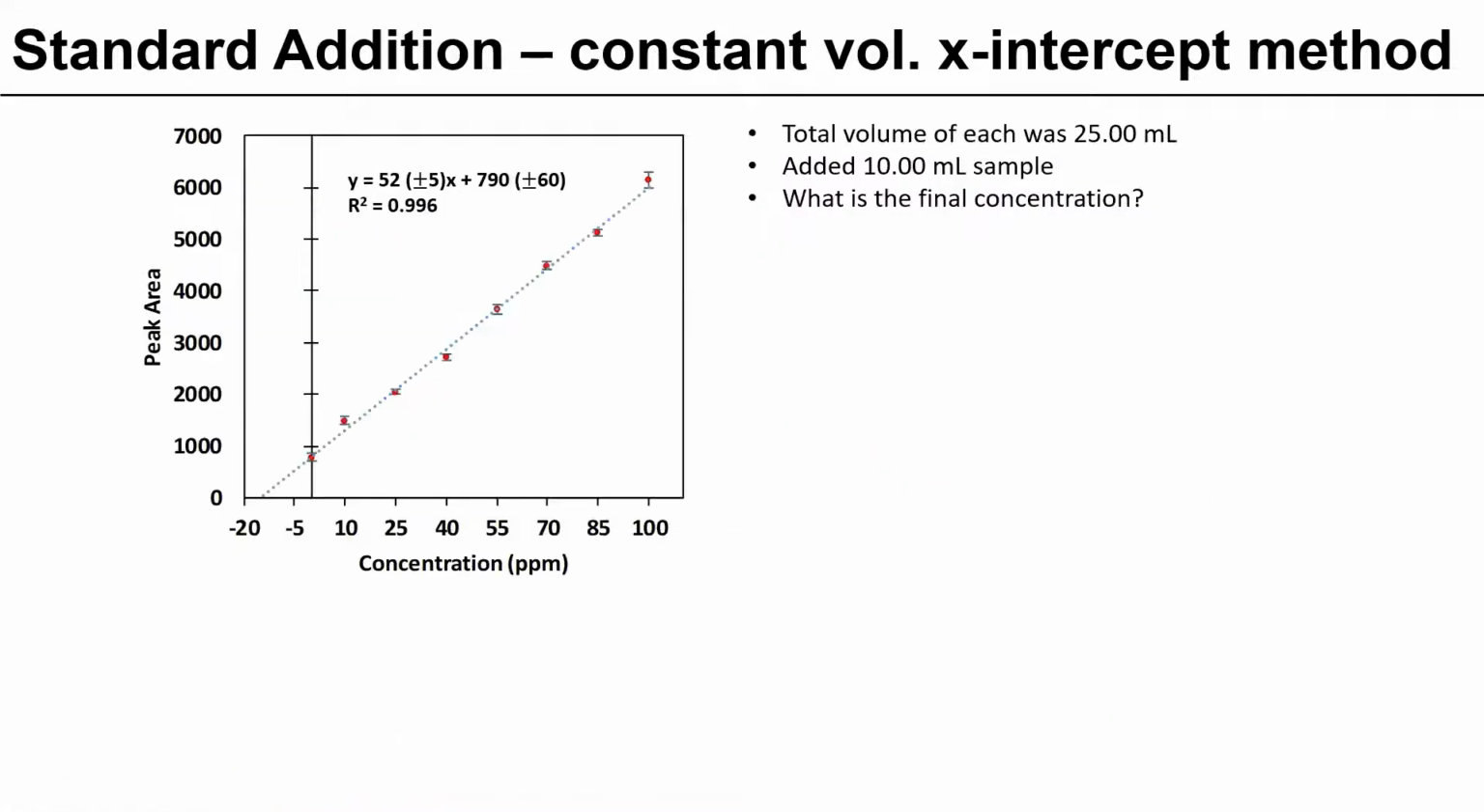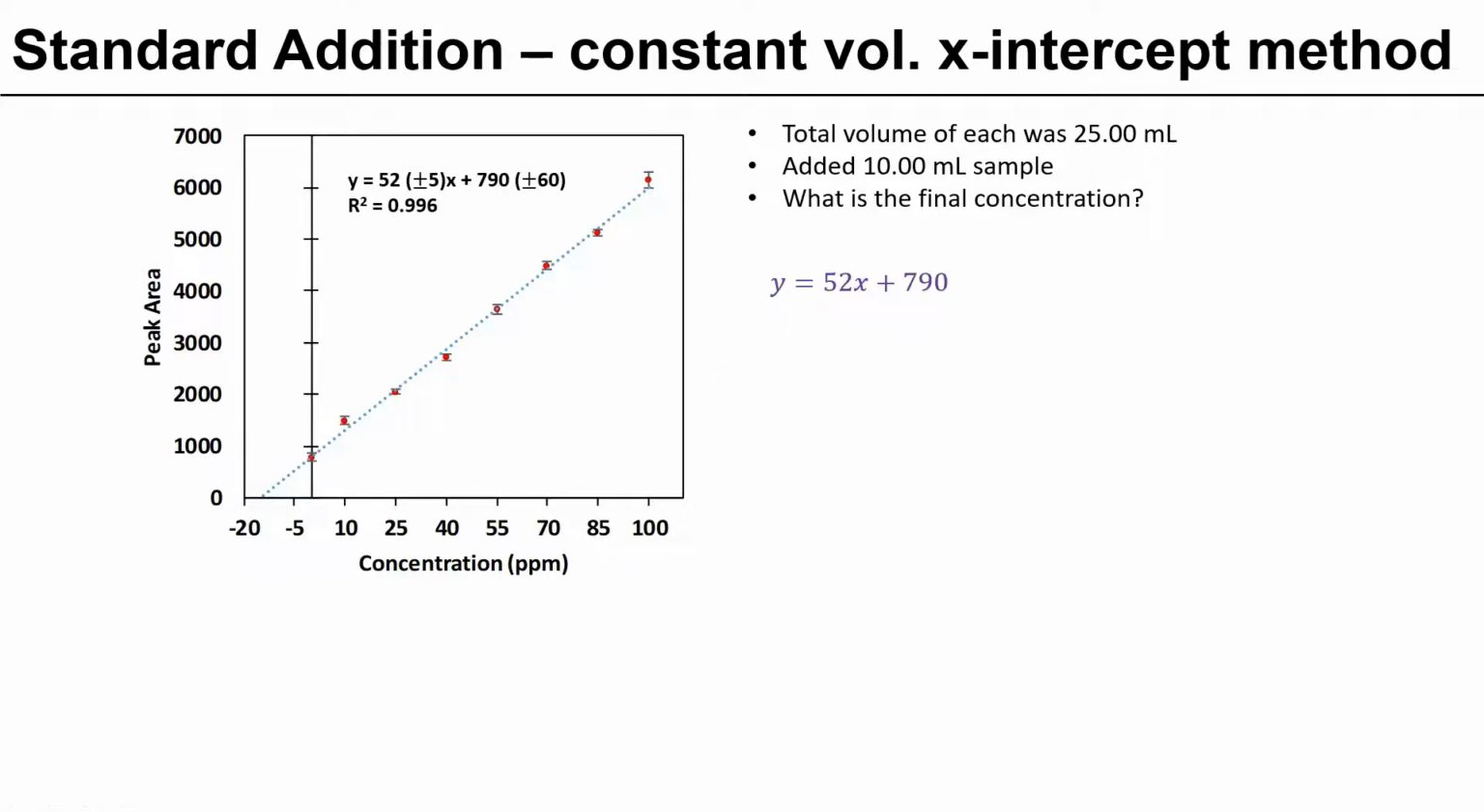All right, so let's do a quick example here. I've made up some dummy data here. Here's our standard addition calibration curve. Again, concentration on the x-axis and peak area on the y-axis. And in this example, I used a total volume of 25 milliliters for each solution, and I added 10 milliliters of my sample to each solution. So what is our final concentration going to be?